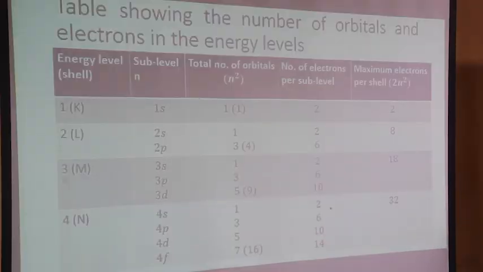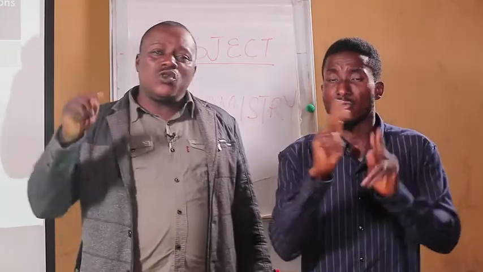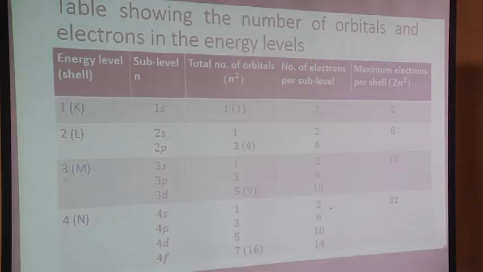So therefore, if you look at the M shell, you also have the 3s, the 3p, the 3d, and the total number of orbitals there will be equal to what? 9. And then the number of electrons per subshell: for the 3s you have 2, for the 3p you have 6, for the 3d you have 10, and you have a maximum number of electrons using 2n squared for the 3 shell. If you multiply 3 times 3, that will give you 9, times 2 will give you what?